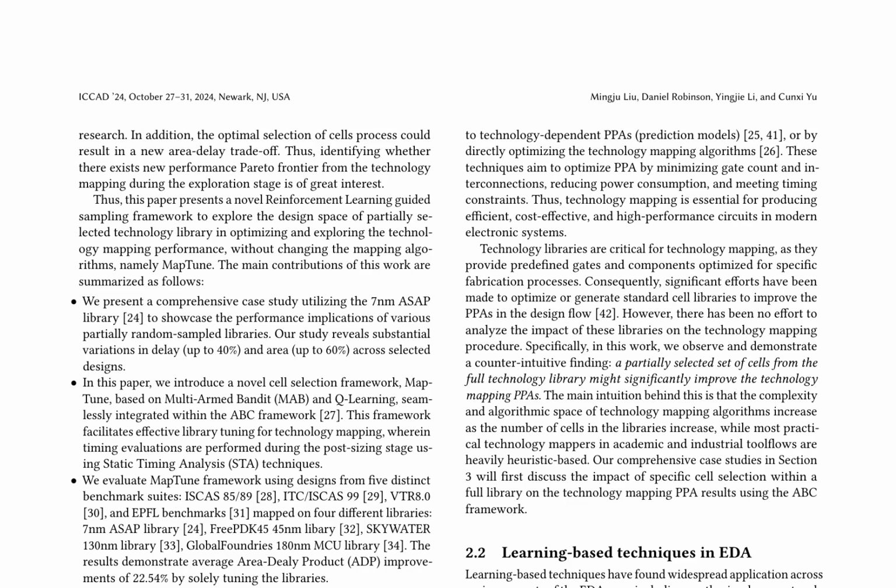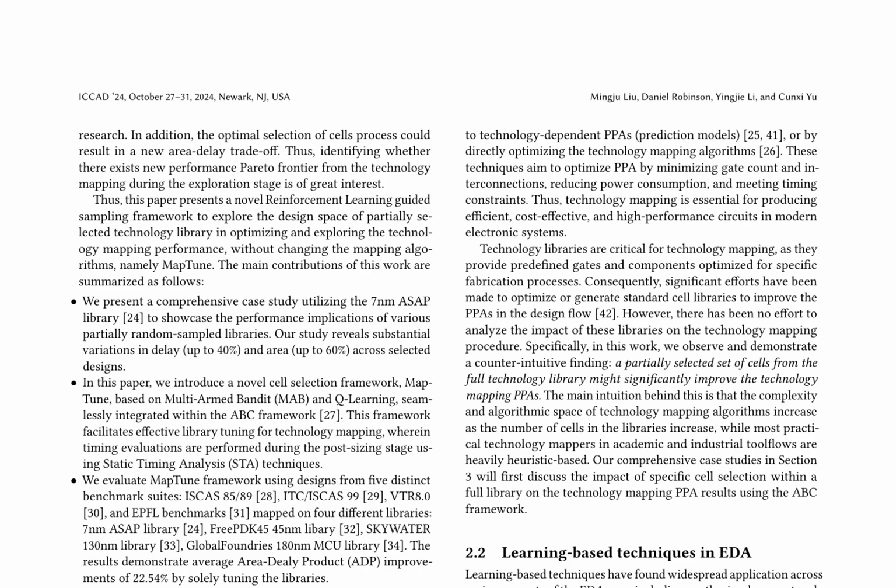The authors introduce a novel reinforcement learning guided sampling framework, MapTune, to explore the design space of partially selected technology libraries for optimizing technology mapping performance. This work contributes significantly by providing a comprehensive case study utilizing the 7 nanometers ASAP library to showcase the performance implications of various partially random sampled libraries, and introducing a novel cell selection framework based on multi-armed bandit and Q-learning.